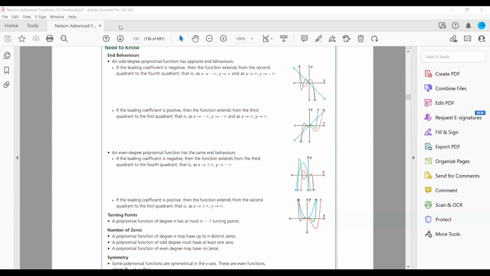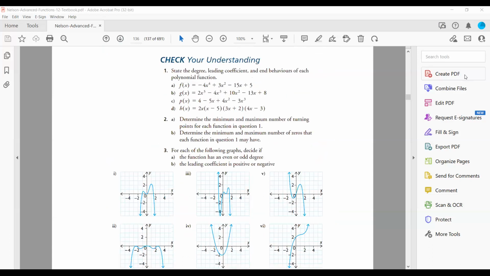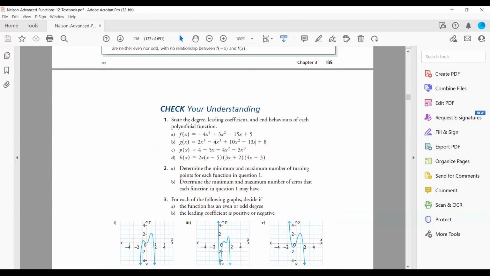I believe I gave enough time to get familiar with this summary of this chapter. Okay, I suggest we solve a few examples. Let's do example number 1 real quick. State the degree, leading coefficient, and end behavior of each polynomial function.